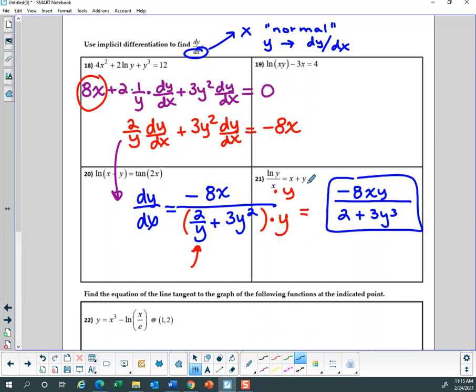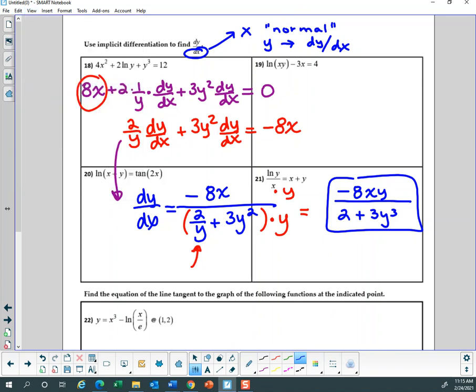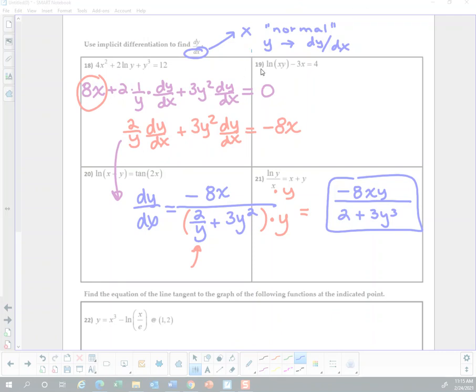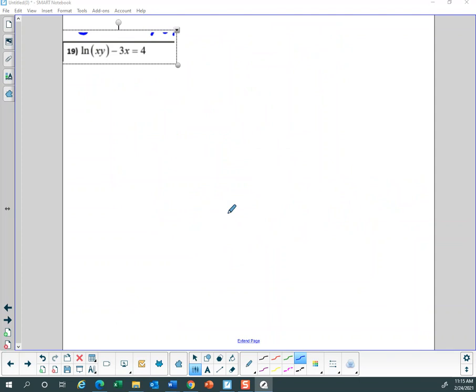Now, here's what I like about number 19. My screen capture toolbar to grab number 19. Oh, that's the bell. I am in school making you a video. All right. Okay.